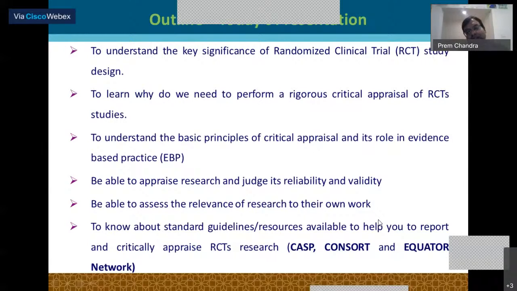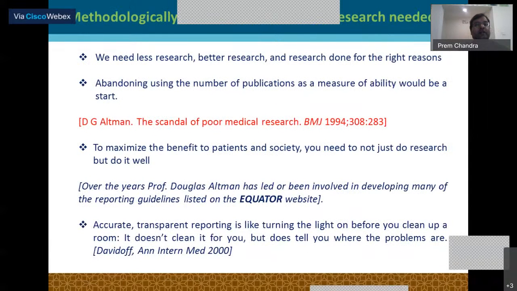Last but not least, we will also be discussing, on a lighter note, the different standard guidelines and resources which are available to report and critically appraise RCTs, such as CASP, CONSORT, and the EQUATOR Network.